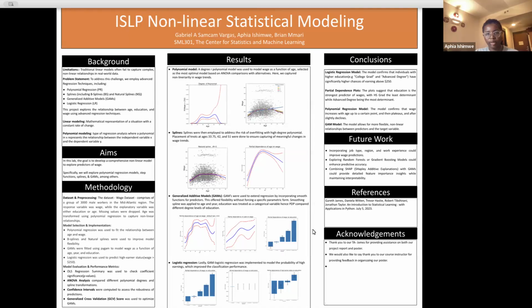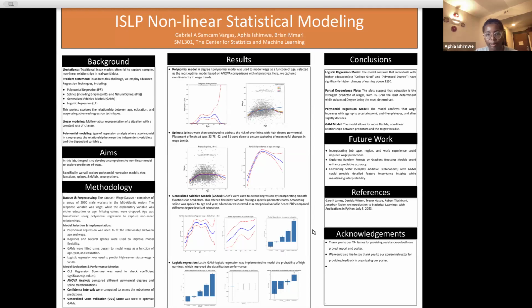The data set that we are using comprises a group of 3,000 male workers in the Mid-Atlantic region. And we are using polynomial regression mainly to fit the relationship between age and the wage. By looking at the results, we are using a degree of 4 for the polynomial model. And the wage increases initially and stabilizes at age 30 to 60 and then starts going down at age 60 and above.